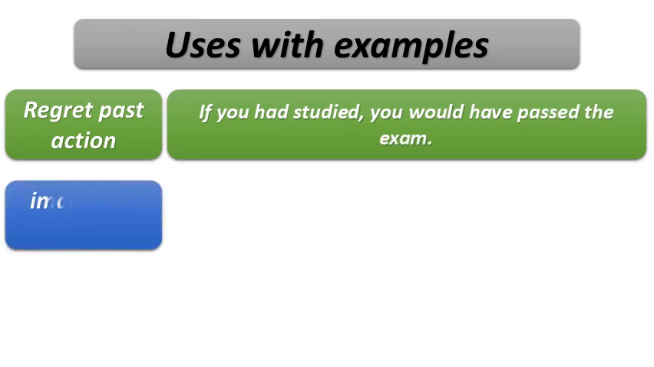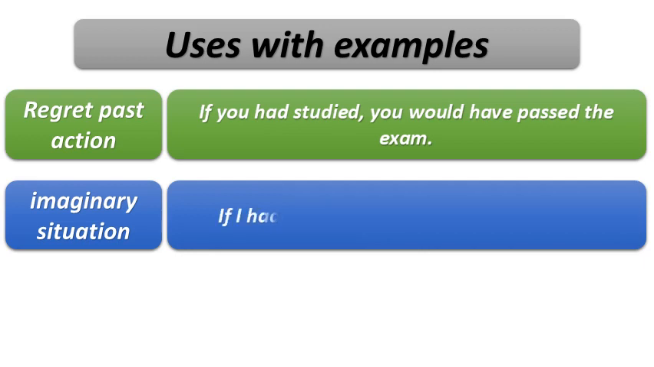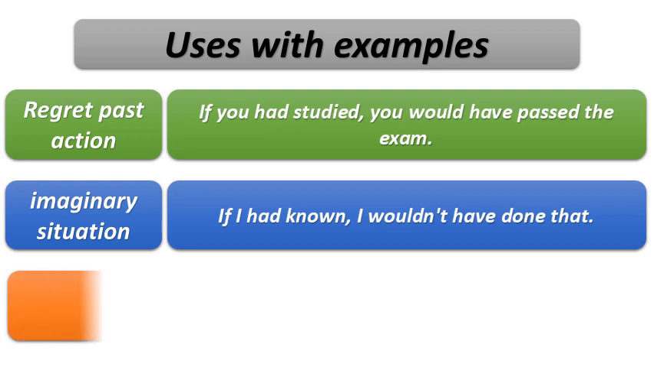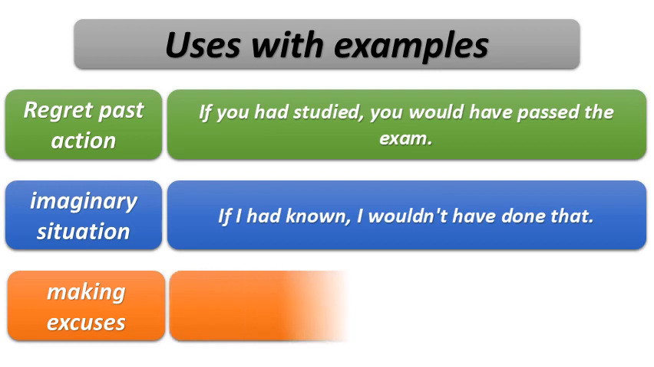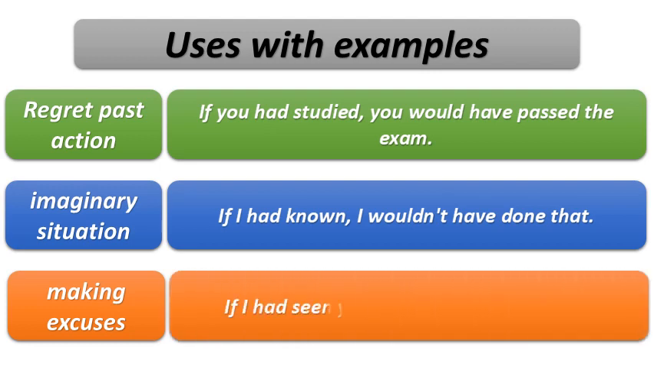Number 2. It is used to express an imaginary situation. For example, if I had known, I wouldn't have done that. Number 3. It is used to make excuses. For example, if I had seen you, I would have said hello. So these were the uses of type 3 conditional sentences.